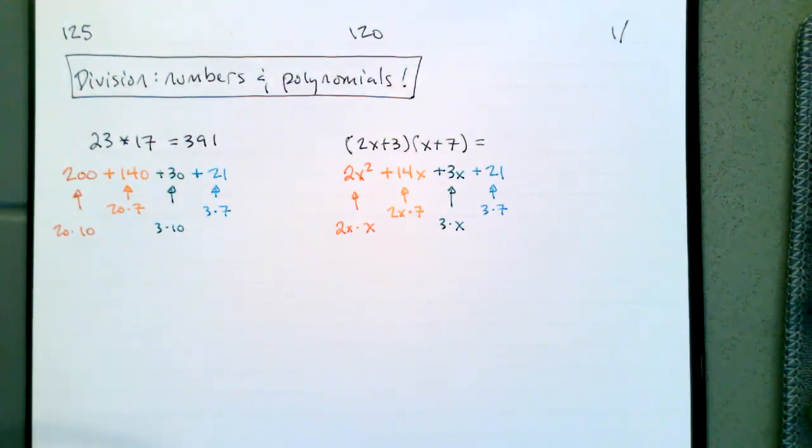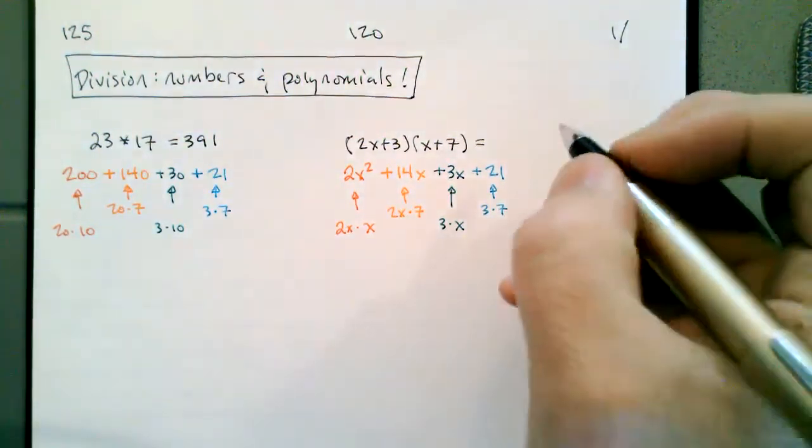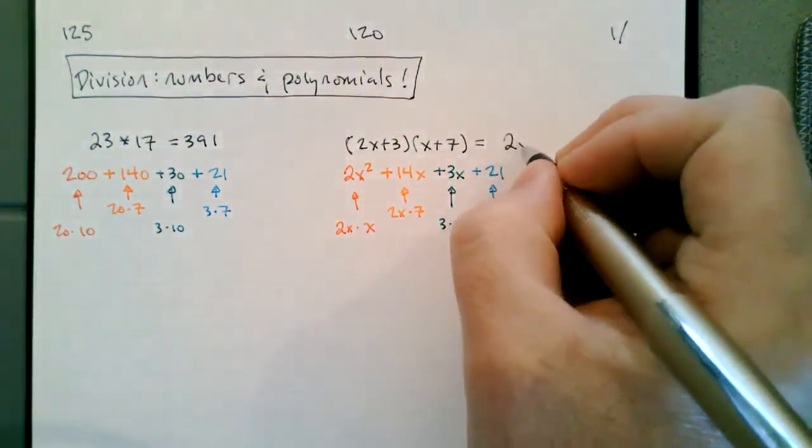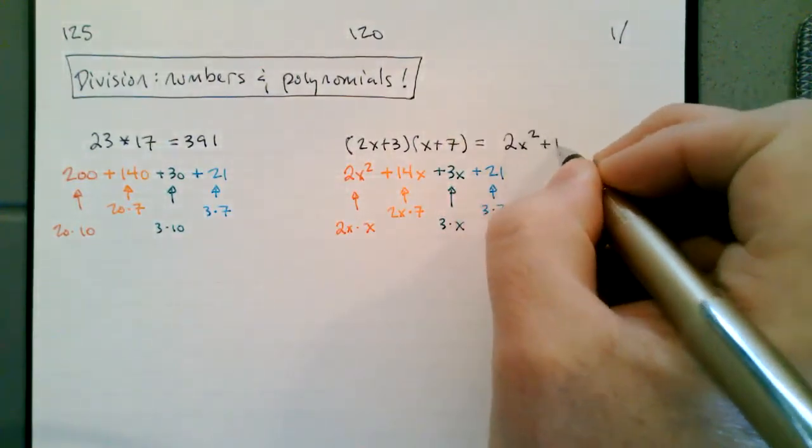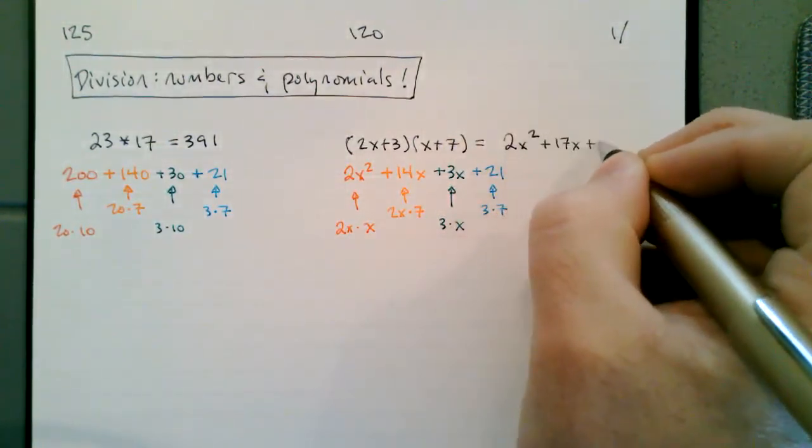Over in the polynomial end of things, there's only two like terms. I can't add x squareds and x's, they're not the same. But I can add the 14x and the 3x to get 17x. So I get 2x squared plus 17x plus 21.